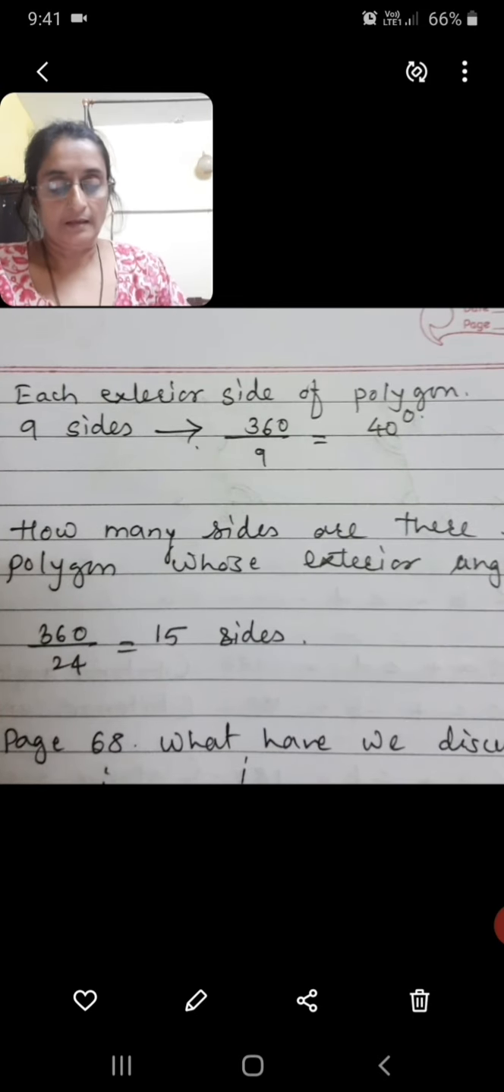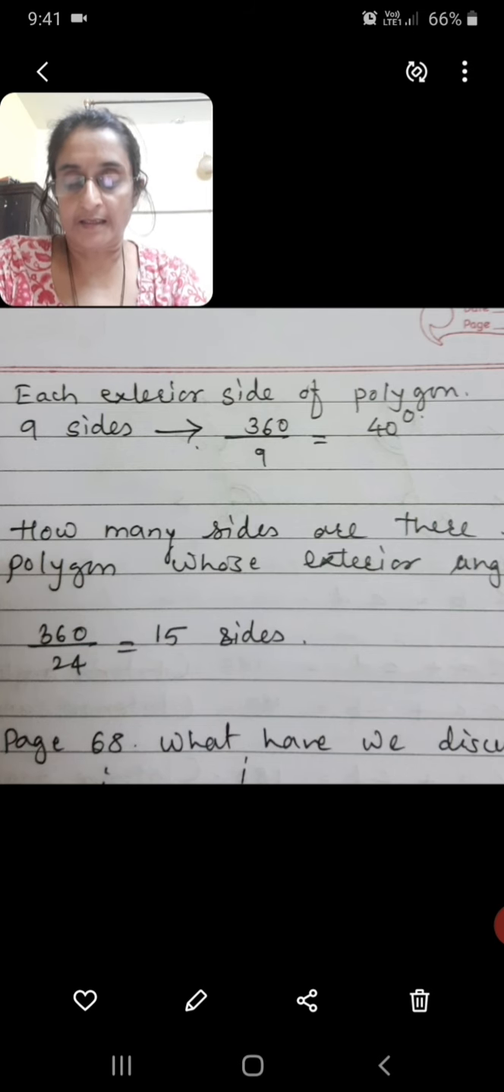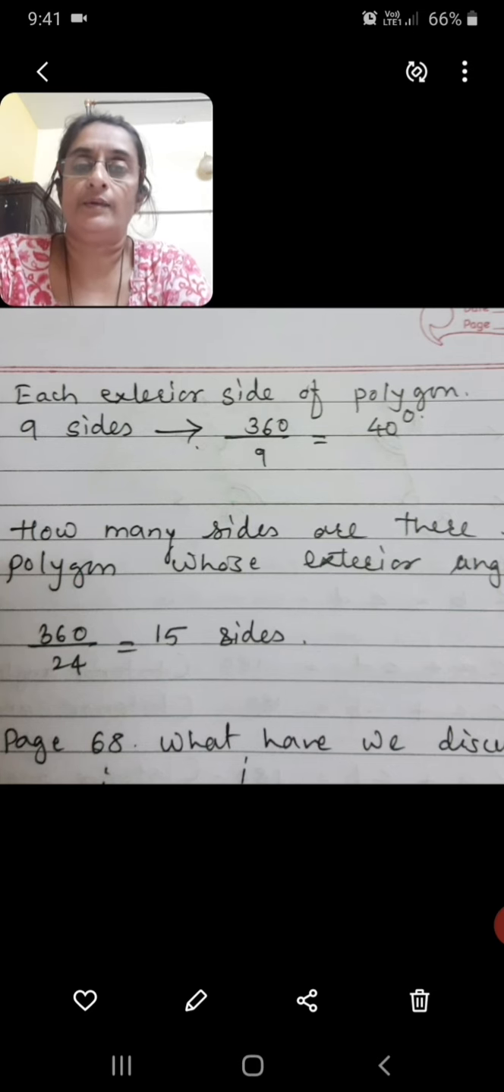Now here the question is, find the measure of each exterior angle of a regular polygon that is 9-sided. So the figure given is a 9-sided figure. You have to find out each exterior angle of that polygon. So for that, what you have to do is divide 360 by 9. You will get 40 degrees. So each exterior angle of the 9-sided figure will be 40 degrees.